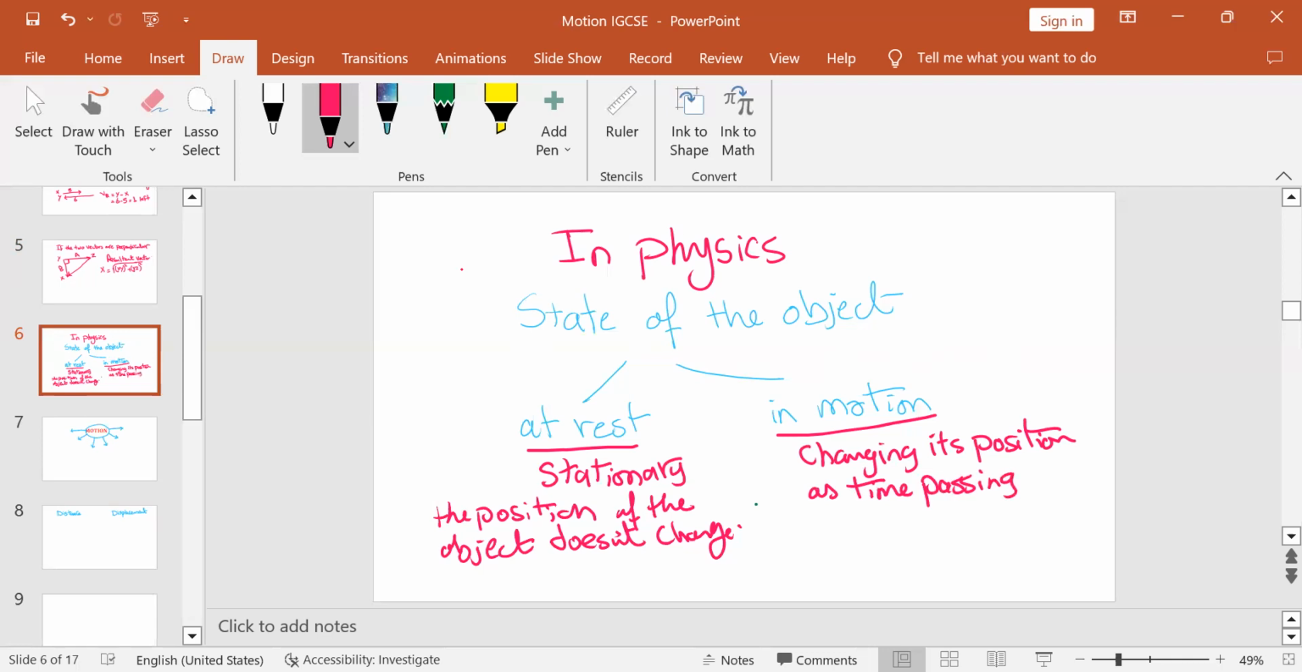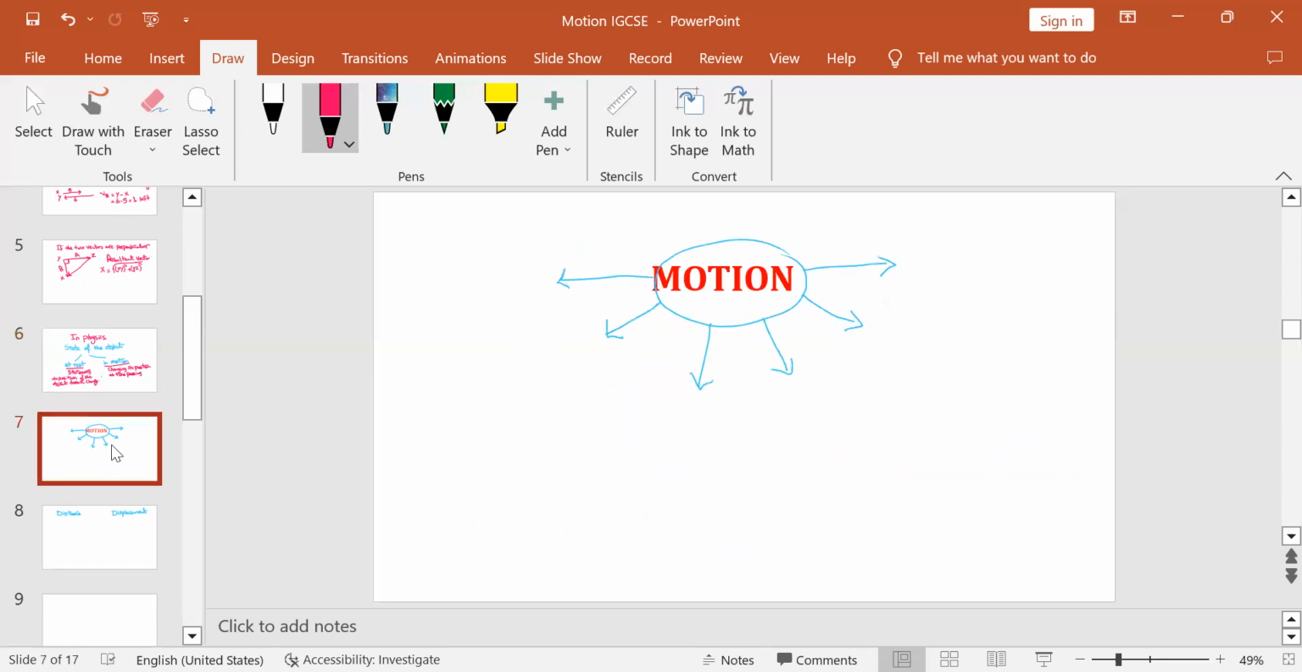So in physics, the state of the object may be at rest or in motion. If the object is at rest or is stationary or is standing still, it means that the position of the object doesn't change as time passes. But if the object is in motion, it means that the body is changing its position as time passes. Clear?